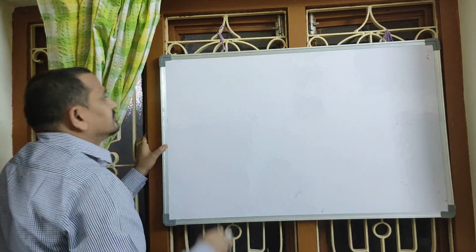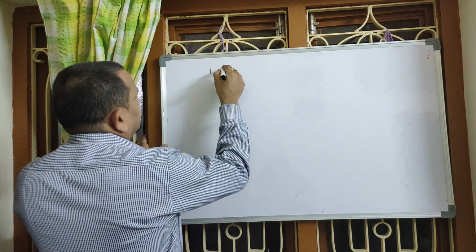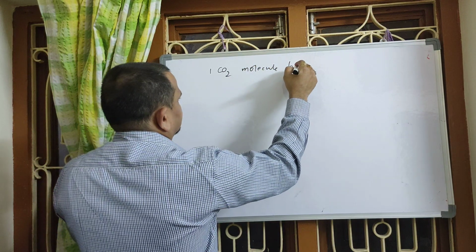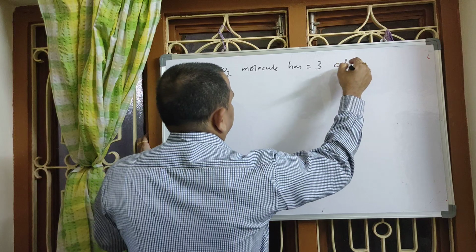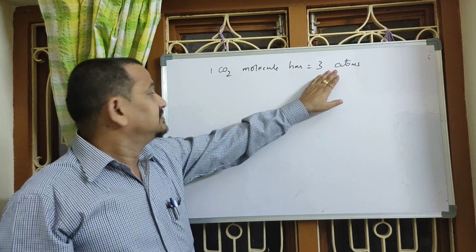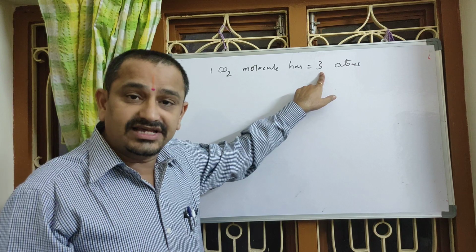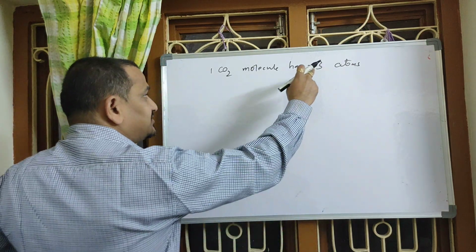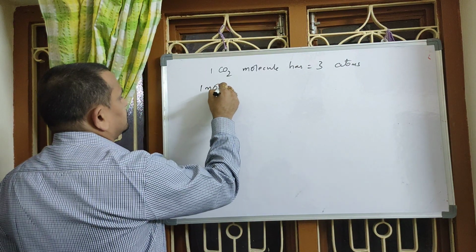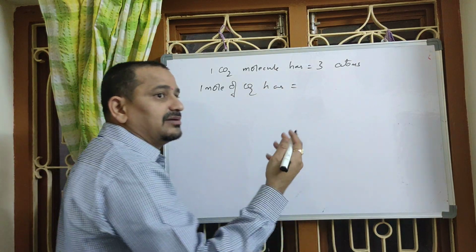It's completely logical. Suppose you take a carbon dioxide molecule. One carbon dioxide molecule has 3 atoms. This is the number of atoms present in one molecule of a substance. What is the term? Atomicity, right? So this 3 corresponds to the atomicity of CO2. Now, 1 mole of CO2 has how many moles of atoms?